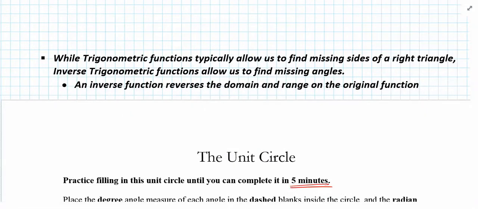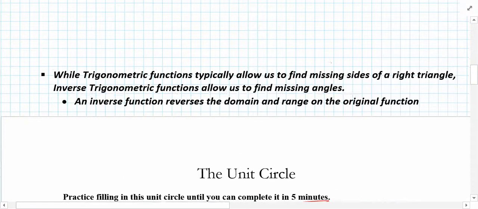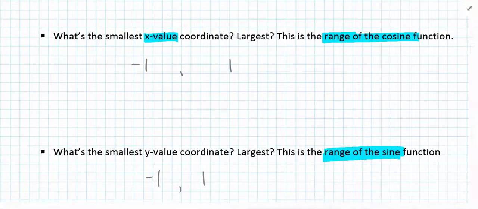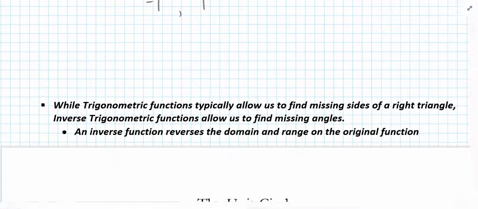What that means for us this week is that we must recognize that trigonometric functions typically allow us to find missing side lengths of a right triangle, but our inverse trigonometric functions allow us to find missing angles. An inverse function reverses the domain and range of the original function. So what was prior to this an input value now becomes an output value. What was an output becomes an input.